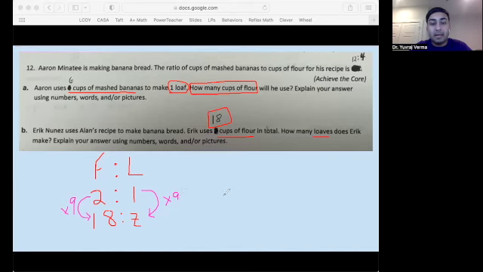1 times 9 is 9. z is 9, and we have to be specific by using units. 9 loaves. You could write loaves of bread. I am not doing that because it's very hard to write on z. Okay? So those are the 12 questions that you guys are going to have on the test.